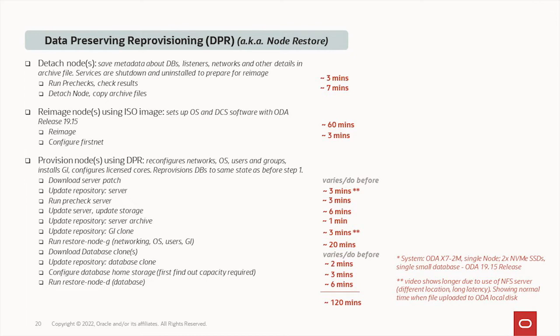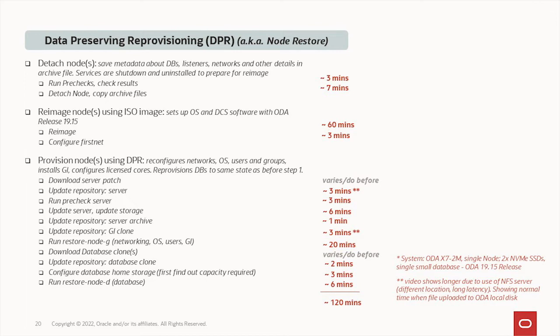Notice these items here: download the server patch, download the database clones, and somewhere in here, download the GI clone. I didn't put it in here, and I didn't give these any time, because these are things you can do way before you do the installation. It's going to vary depending on the bandwidth. Some files are 4 or 5 gigabytes large. So make sure that you do all that stuff ahead of time.